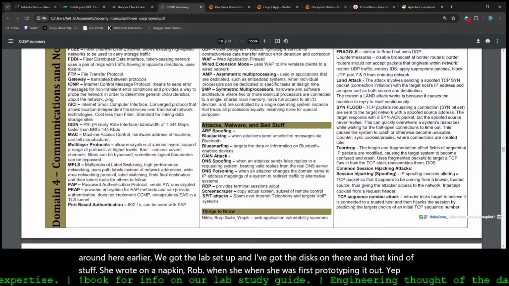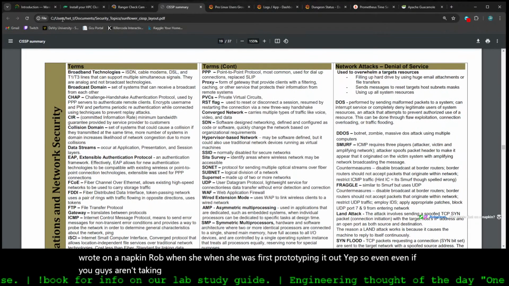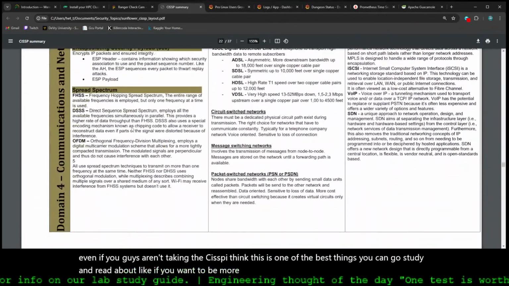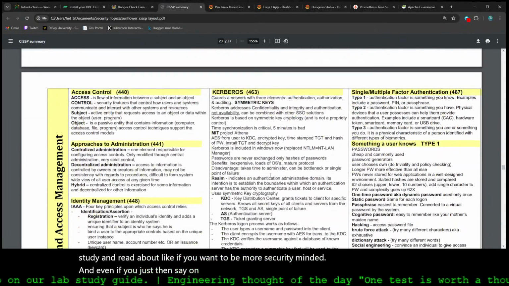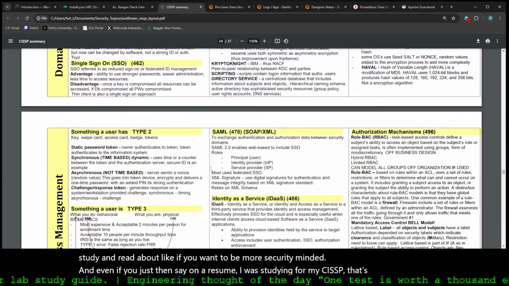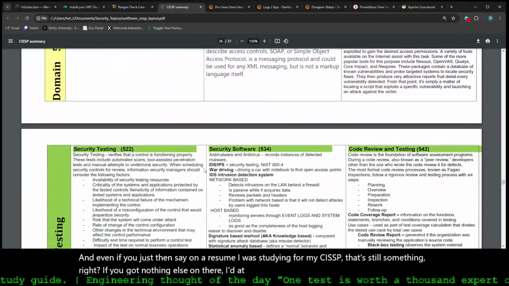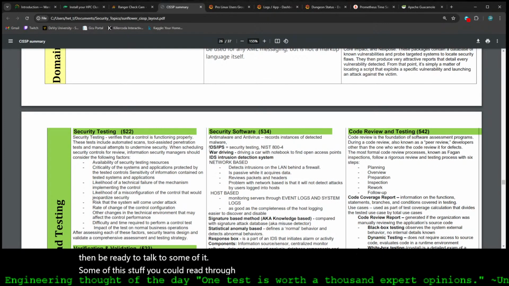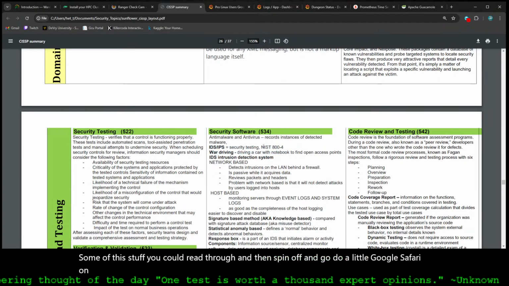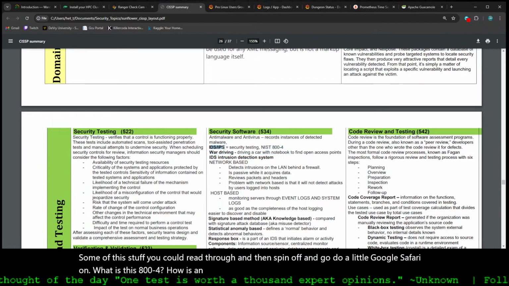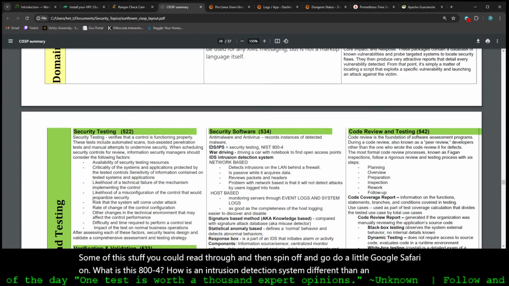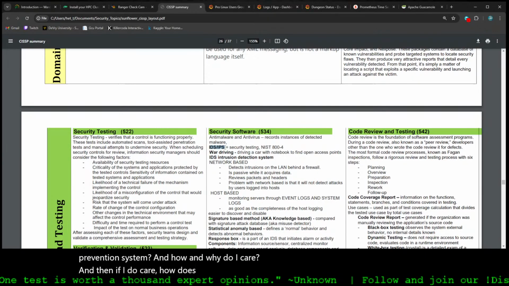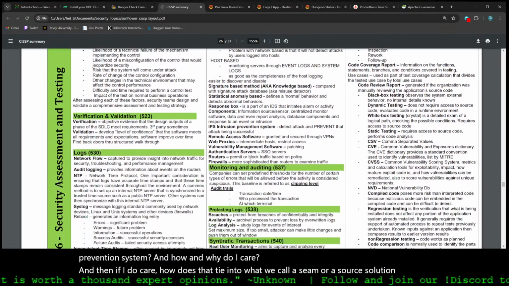Even if you guys aren't taking the CISSP, I think this is one of the best things you can go study and read about, if you want to be more security-minded. And even if you just say on a resume, I was studying for my CISSP, that's still something, right? If you've got nothing else on there, I'd at least put that I understand a lot of this stuff, and then be ready to talk to some of it. Some of this stuff, you could read through and then spin off and do a little Google safari on: what is NIST 800-4? How is an intrusion detection system different from an intrusion prevention system, and how and why do I care? And then if I do care, how does that tie into what we call a SIEM or a SOAR solution, right? And what are these things and all this other stuff.